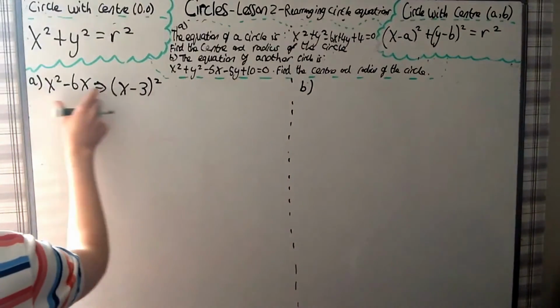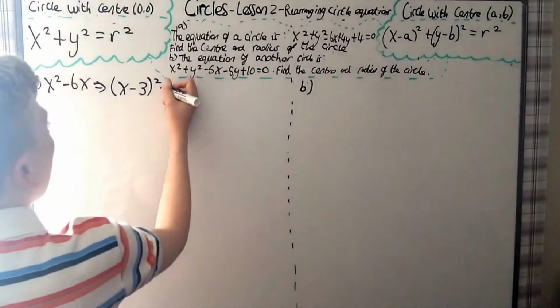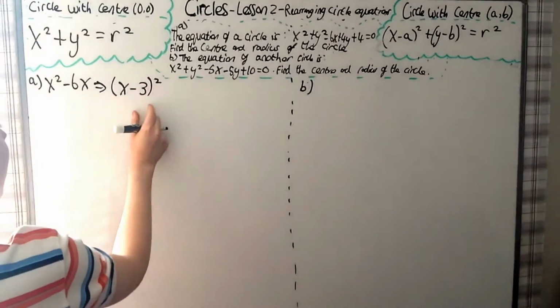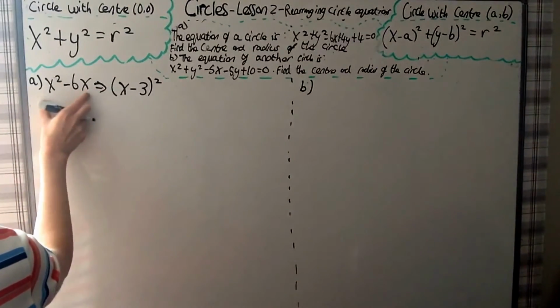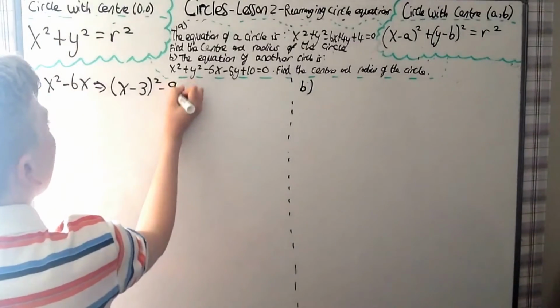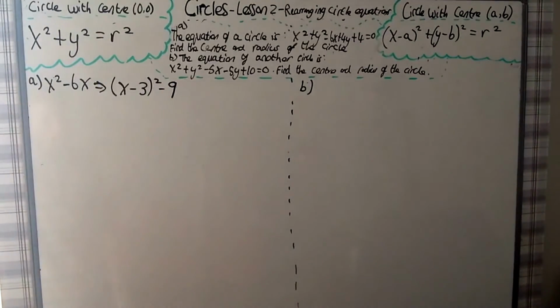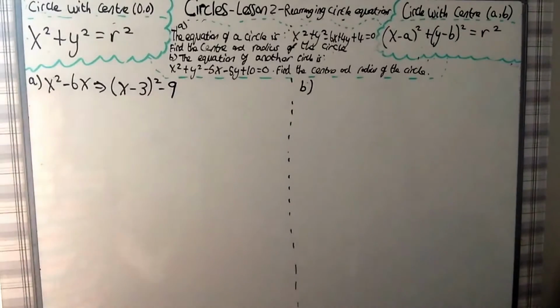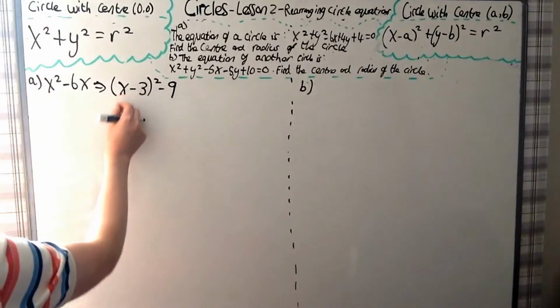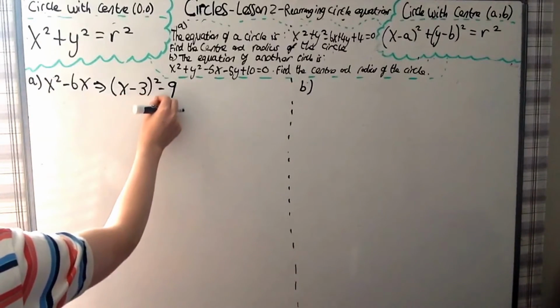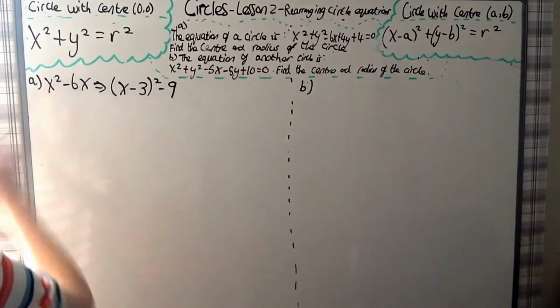We need to get rid of that so that it's in this form. If we get positive 9 when we expand this, and we don't have anything here, we have 0, then we need to minus 9 to get back to 0. So this is the same as this: minus 6x, x squared, positive 9, subtract 9 gets us back to 0.